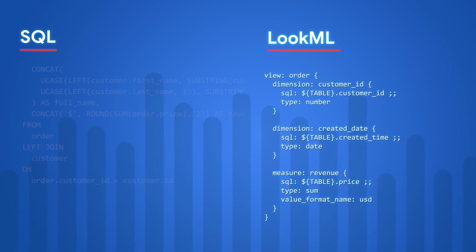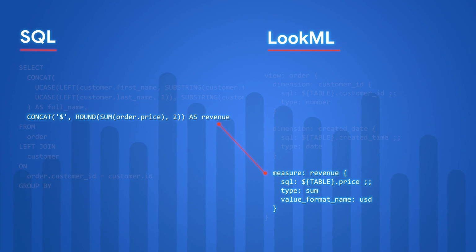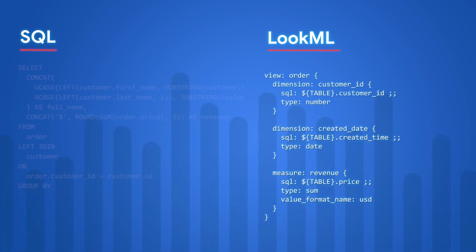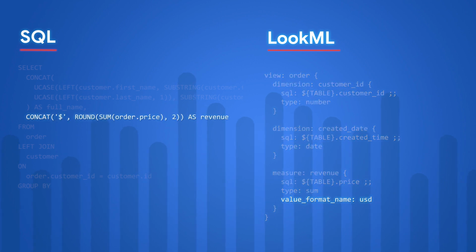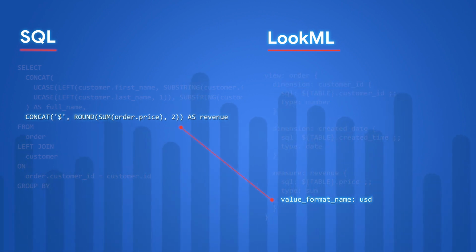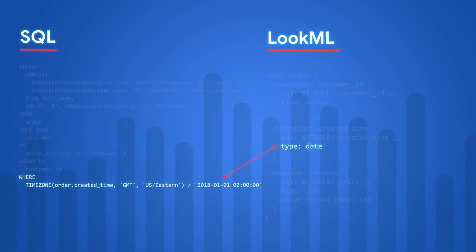Next, we can consider orders all by themselves. Again, each metric we're interested in is simple, self-contained, and reusable. Additionally, we can see that Looker takes care of the tedious manipulations for us. For example, formatting the revenue into US dollars is a single, easy to understand line, and the time zone conversion is automatically taken care of by Looker.